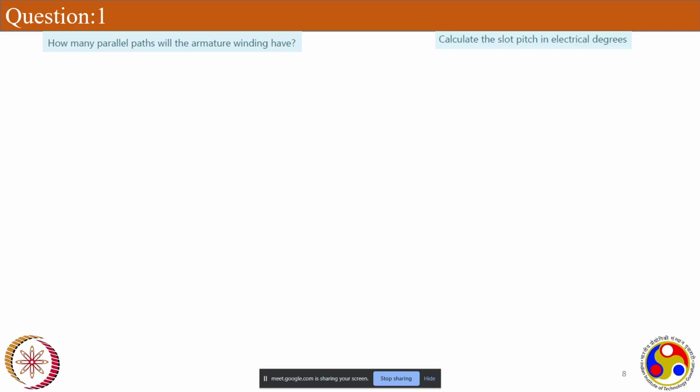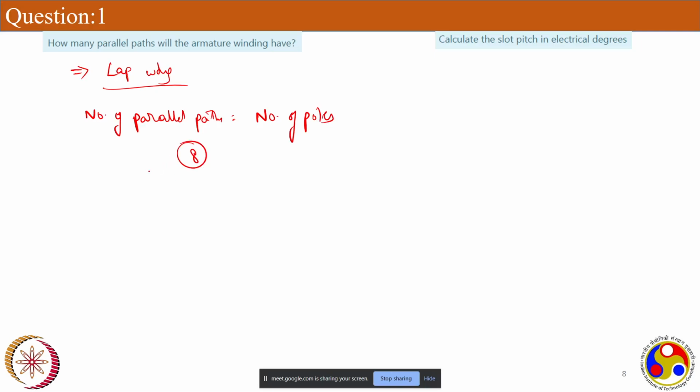Okay, now how many parallel paths will the armature have? From the theory we discussed, in a lap winding, the number of parallel paths is 8, correct, the number of poles. You will have as many parallel paths as your number of poles. It is again eight parallel paths. Now we have to calculate the slot pitch here. This particular concept we discussed in the theory, but we will directly discuss it here.